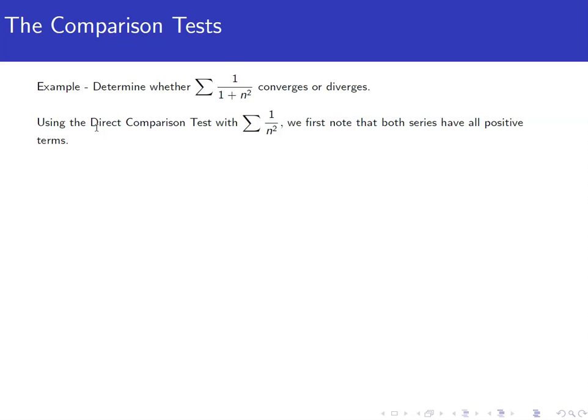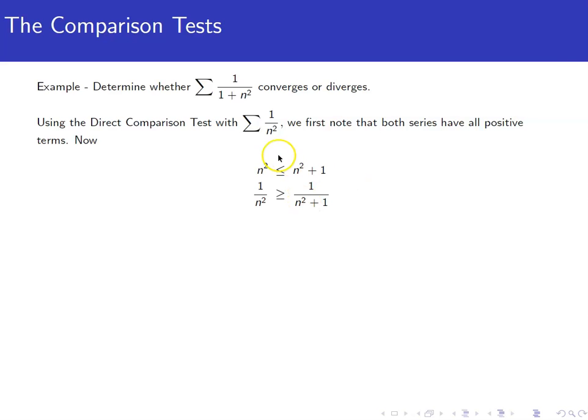In order to be able to use the direct comparison test or the limit comparison test, we have to have series that are all positive terms. We should make note of that, but if you're using the comparison test, most likely you already have that by just looking at it.